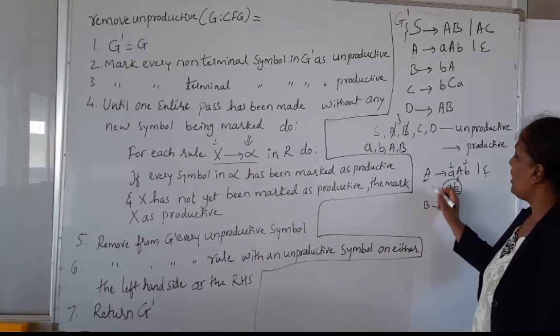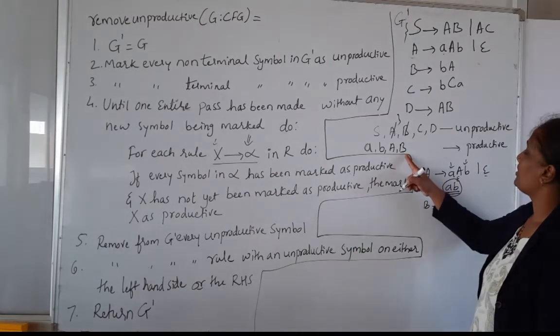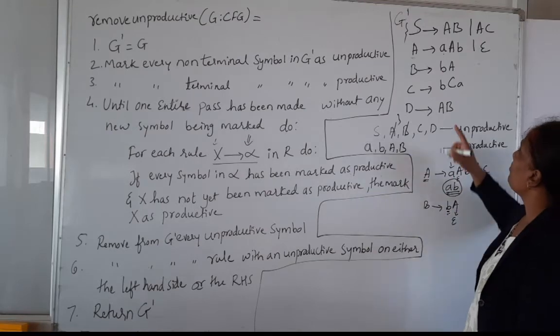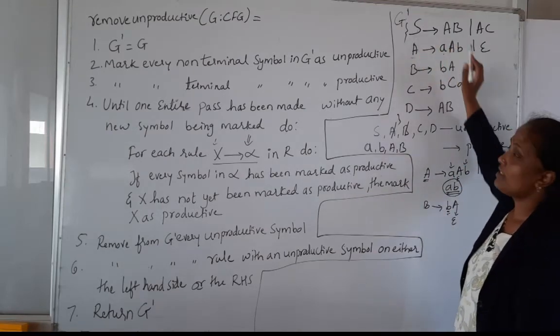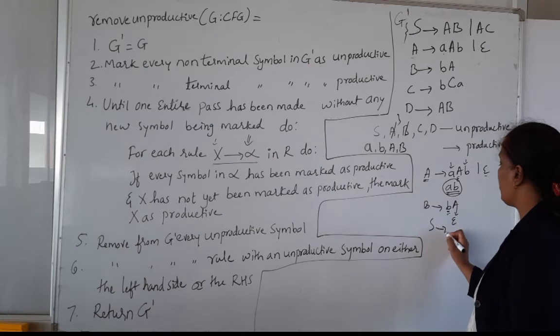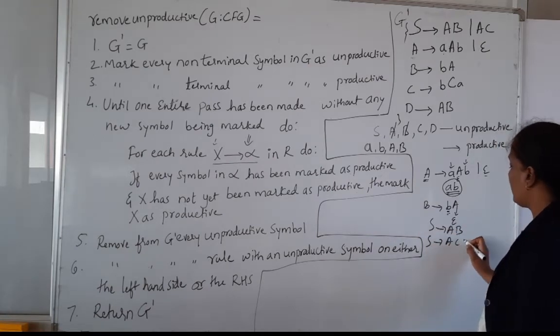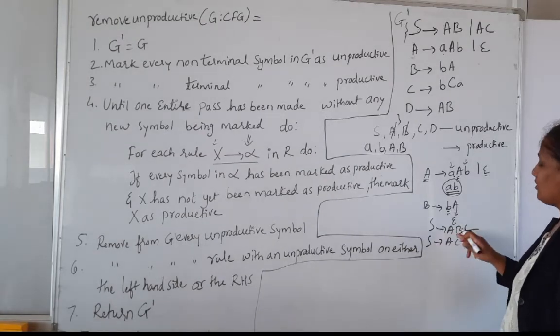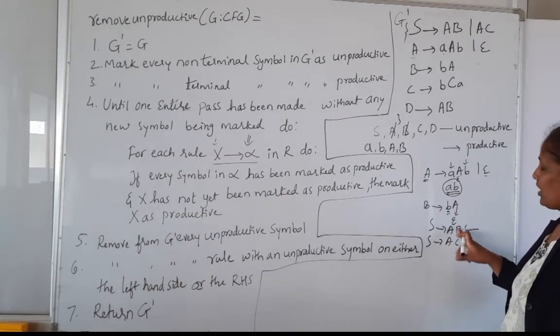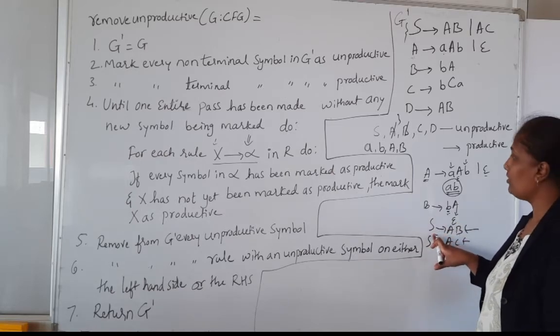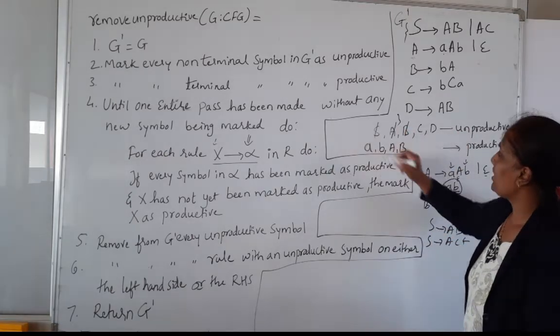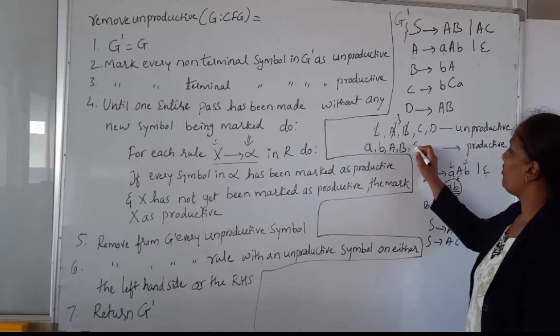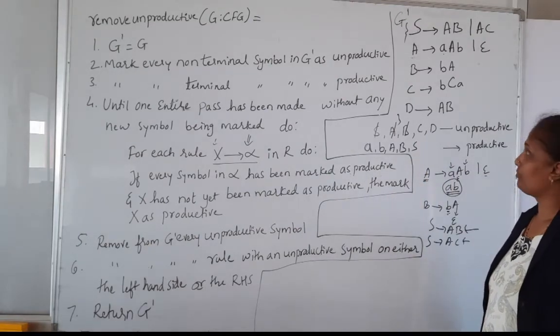Next, now A and B are productive symbols. Based on that, shall I say S is also productive? See, S is producing AB and S is producing AC. Okay, we will not consider this rule. If I consider this rule, A is productive, B is productive, so I can say S is also productive. So I will remove S from the unproductive list and make an entry of that in the productive list.